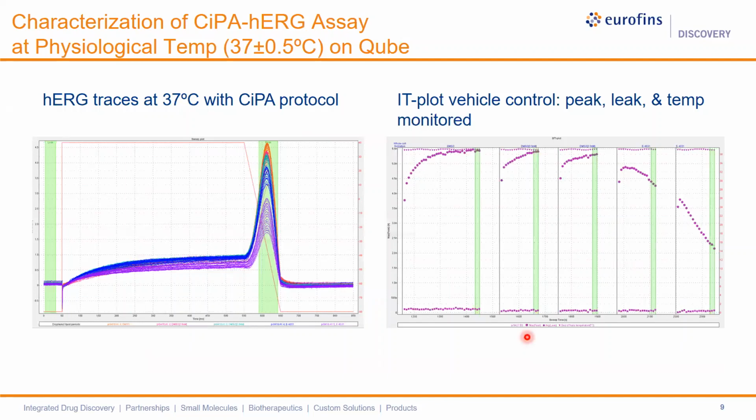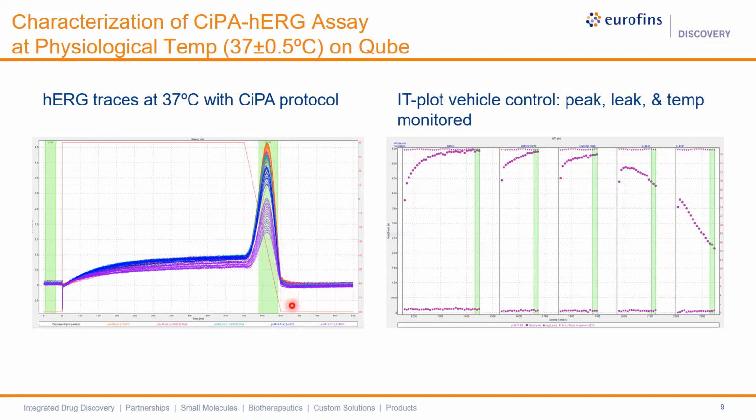So here I'm showing the characterization of the CiPA hERG assay at physiological temperature on Cube. Why do we call it the CiPA hERG assay? We are eliciting the hERG current using the CiPA protocol, that's the red line, holding at minus 80, depolarizing to plus 40, holding at plus 40 for half a second, and then repolarizing back to minus 80 quickly. As you can see, when the depolarization is applied, there is an activation and inactivation of the hERG current, and when we repolarize back, the inactivation is removed, and then you can see a sudden jump in the tail current.